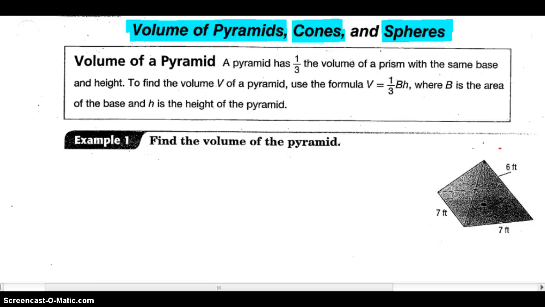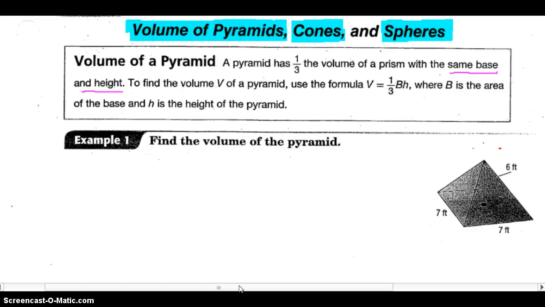So as Mrs. Mack's video very clearly showed us, the volume of a pyramid is exactly 1/3 the volume of a prism. That's a prism with the same base and the same height. I don't know if you paid attention, but she was very clear to say that the prism was a square, just like her pyramid, with the same base, and they also had the same height. So this is very important to realize.